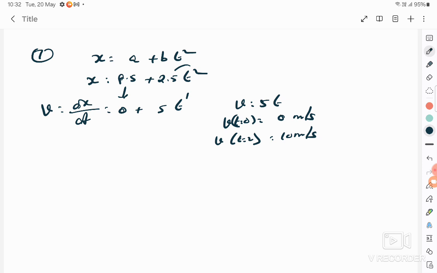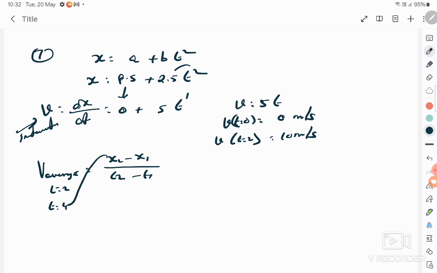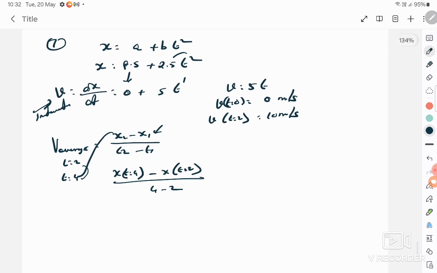So then it says, what is the average velocity? So this is instantaneous velocity. Be very clear. Next is average velocity. The V average is always x2 minus x1 by t2 minus t1. This is the formula. Between time t equal to 2 seconds and time t equal to 4 seconds, x2 stands for the position at time t equal to 4 seconds, and x1 stands for the position at time t equal to 2 seconds, divided by 4 minus 2, t2 minus t1.